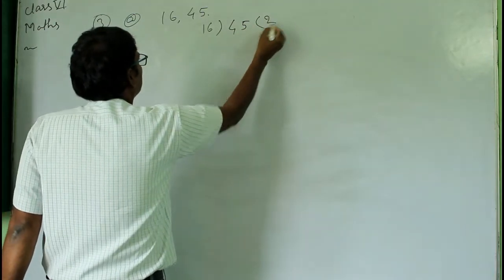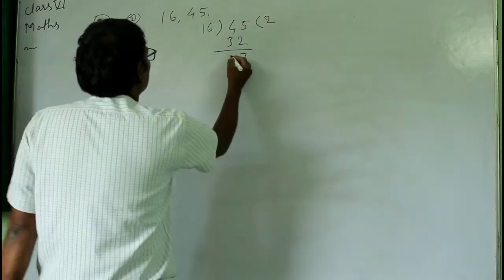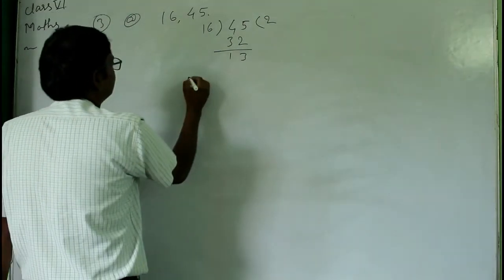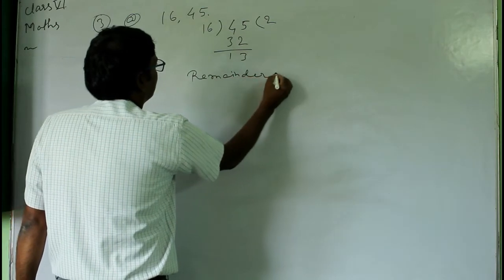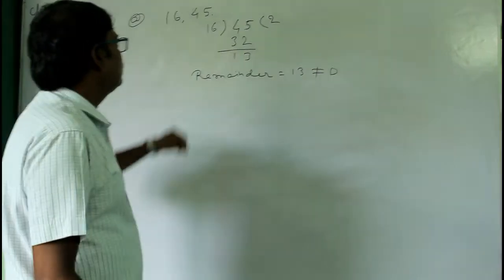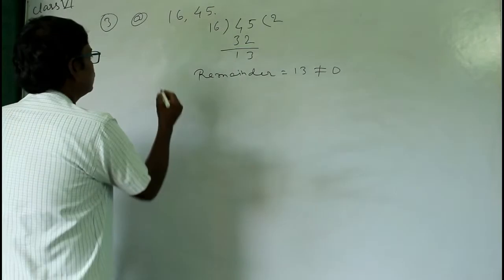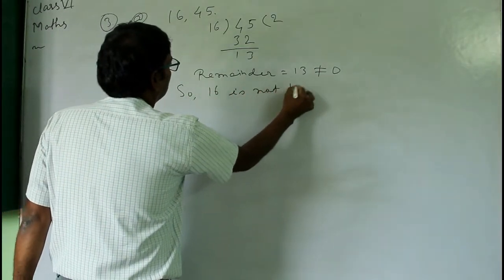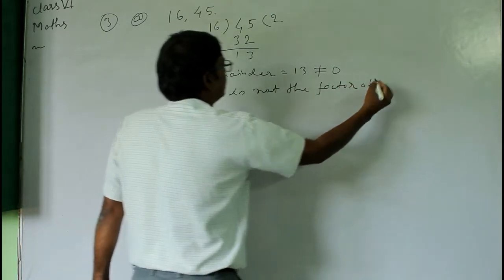16 times 2 is 32, then 3, and here 1. Okay, so now it is done. So here you see that the remainder is equal to 13 and this is not equal to 0. Here when you divide 45 by 16, the remainder is not equal to 0, and so 16 is not a factor of 45.